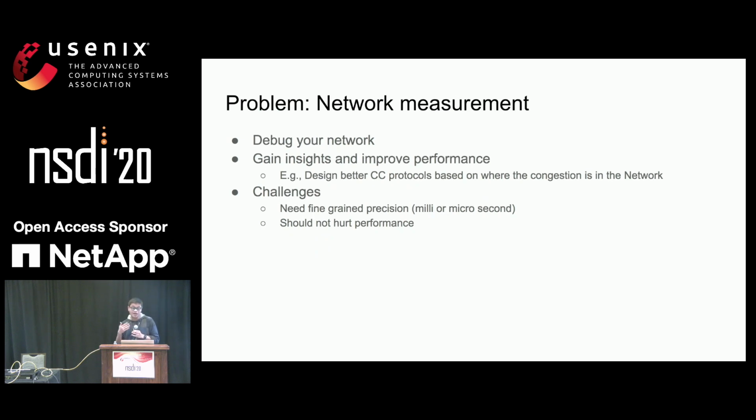Network measurements are helpful to discover bugs in the network and gain insights for designing better networking systems. So for example, learning where congestion happens in the data center can be helpful in designing a better congestion control protocol or a new routing policy. The challenge here is to gather these measurements at a fine-grained precision for them to be useful. Moreover, gathering these measurements should not hurt performance. That is, measurements should not increase packet delays or slow down the switch.